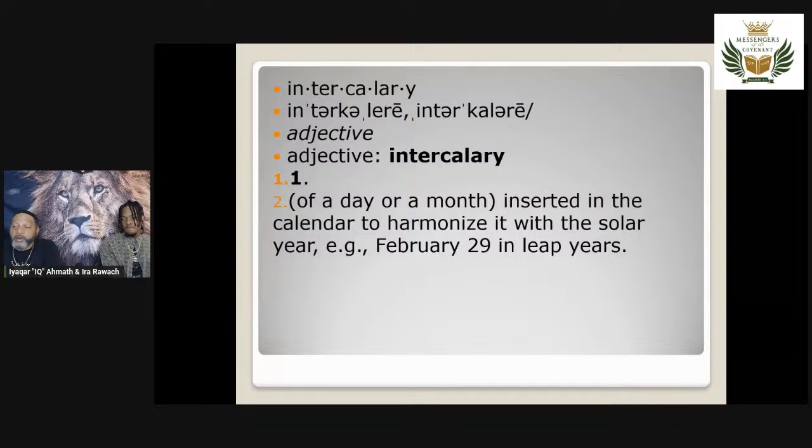The intercalary month is inserted in the calendar to harmonize it with the solar year. So that's when he says, oh, it's a leap year. We see it in school. When you come up in school, they say, oh, it's a leap year, and they just add another day in February. We never understood why they're doing it.